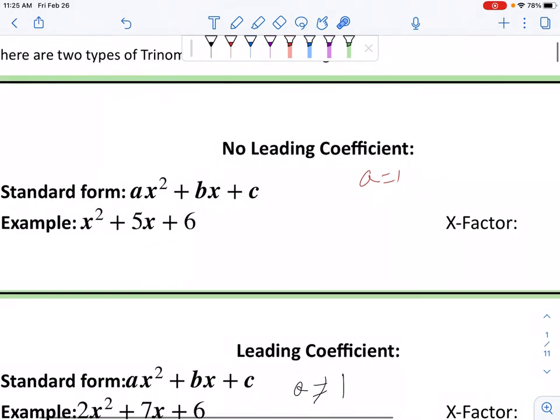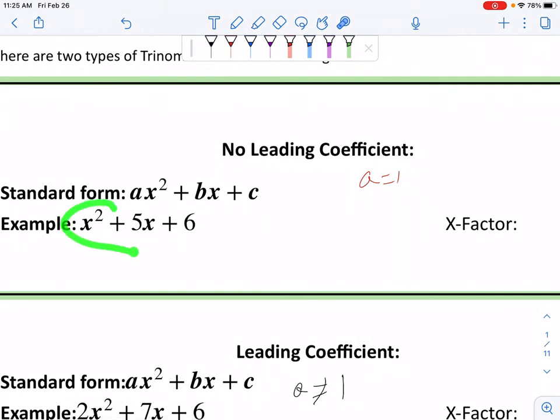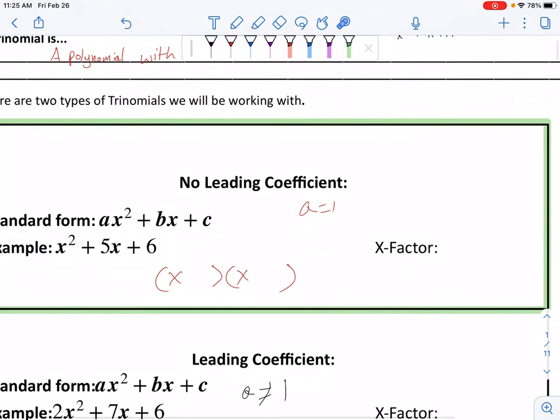And essentially what we're going to do is figure out, because this could be turned into two groups of numbers that multiplied to make it, and with no leading coefficient, they're both going to have x's. And so we have to figure out what numbers belong here that would multiply to make 6 and combine to make 5. And so there is a way of organizing our work called the x factor that we are going to start using. In today's lesson, we're just going to practice filling out the x factor for very simple numbers.